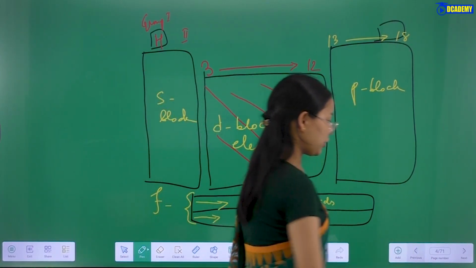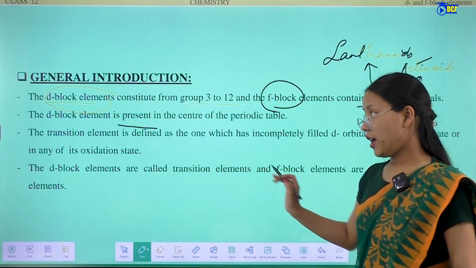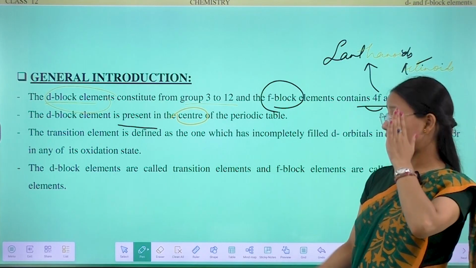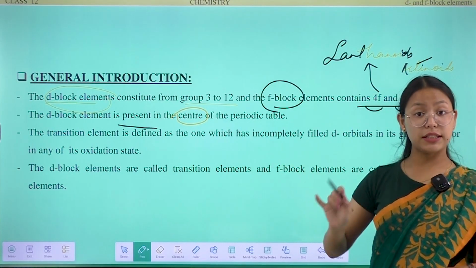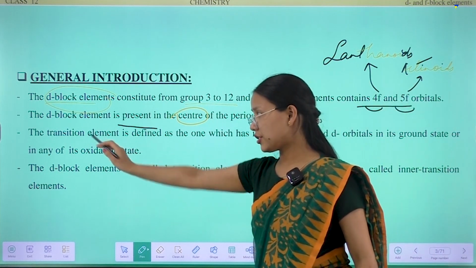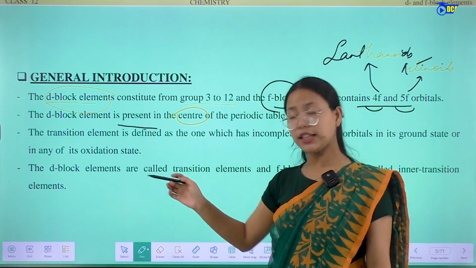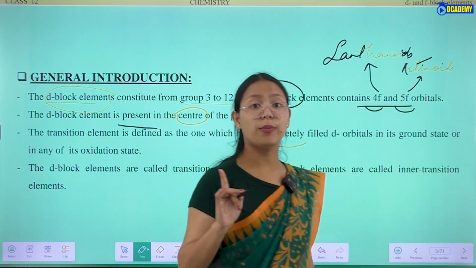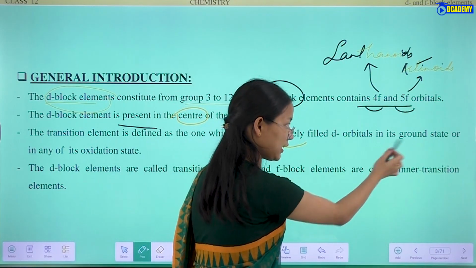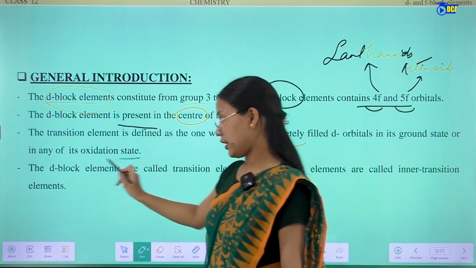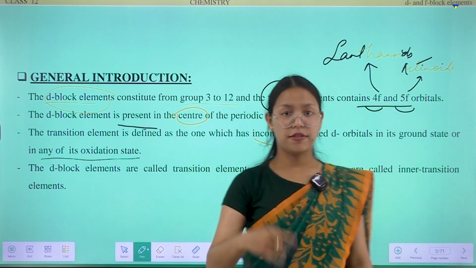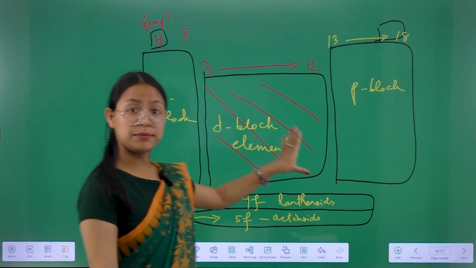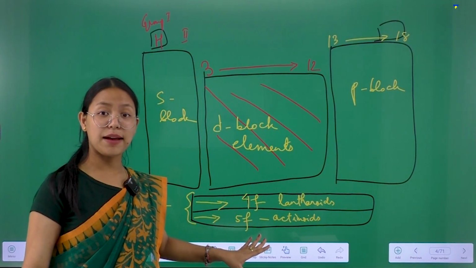Okay, now again, the D block is in the center of the periodic table. Now here, a transition element is defined as one which has incompletely filled d orbital in its ground state or in any of its oxidation state. First of all, look at the figure: S block, D block, P block, and F block.